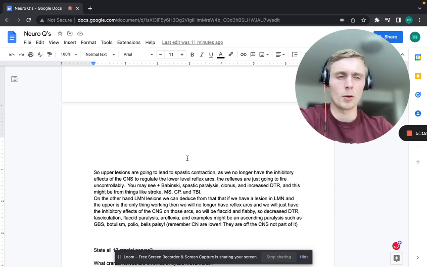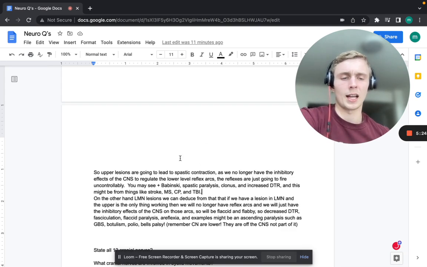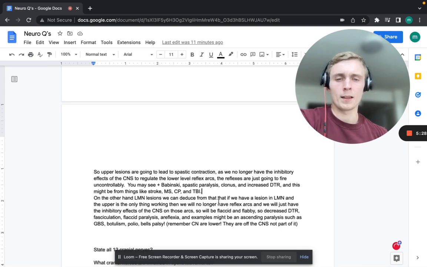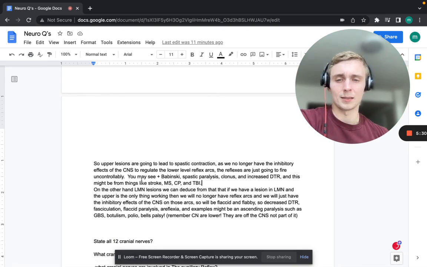So without the upper motor neuron inhibitory process of the CNS, those reflex arcs in those lower motor neurons are not going to have anybody to taper them down. They're just going to be contracting. So that's why you're going to get those spastic symptoms.